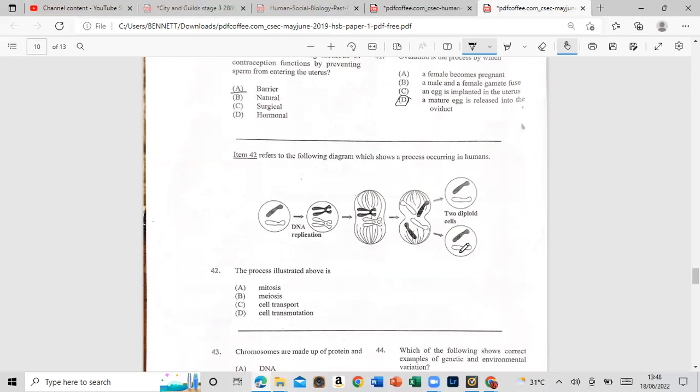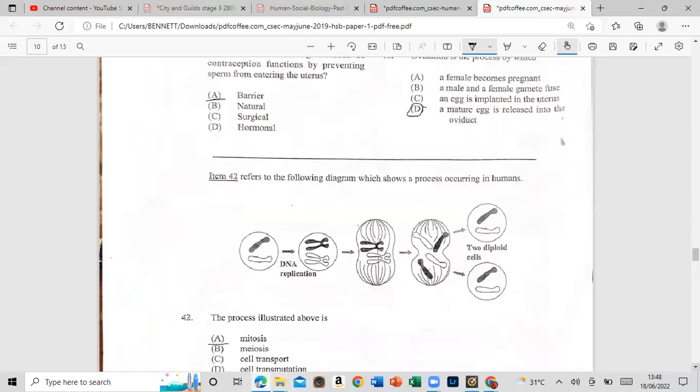42. Refer to the following diagram, which shows a process occurring in humans. The process illustrated above is, so you have the DNA, you have the split, to diploid cells. Is the process illustrated above mitosis, meiosis, cell transport, or cell transmutation? That is mitosis, right? So let's move on to 43.